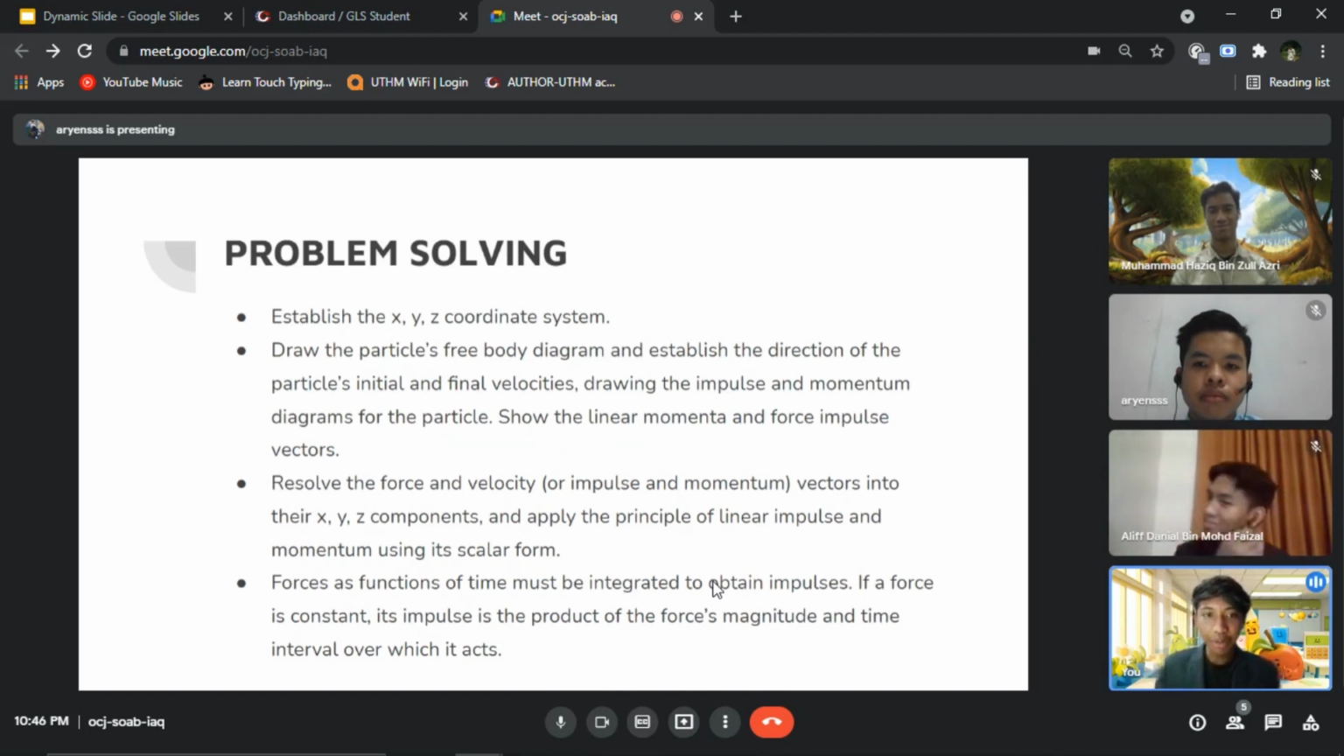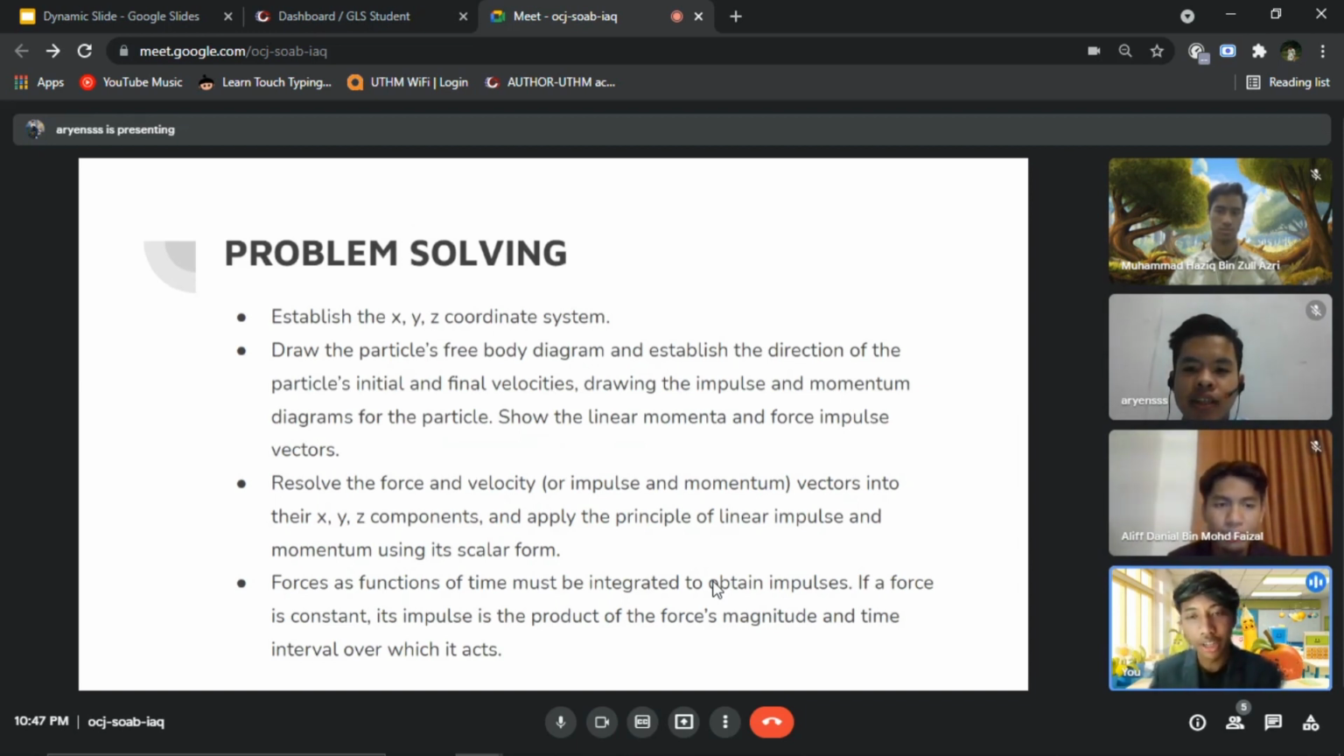We establish the direction of the particle's initial and final velocities, and then we resolve the force and velocity into x, y, and z components. Then we integrate the force to obtain the impulses. So that's it, we can get the answer.